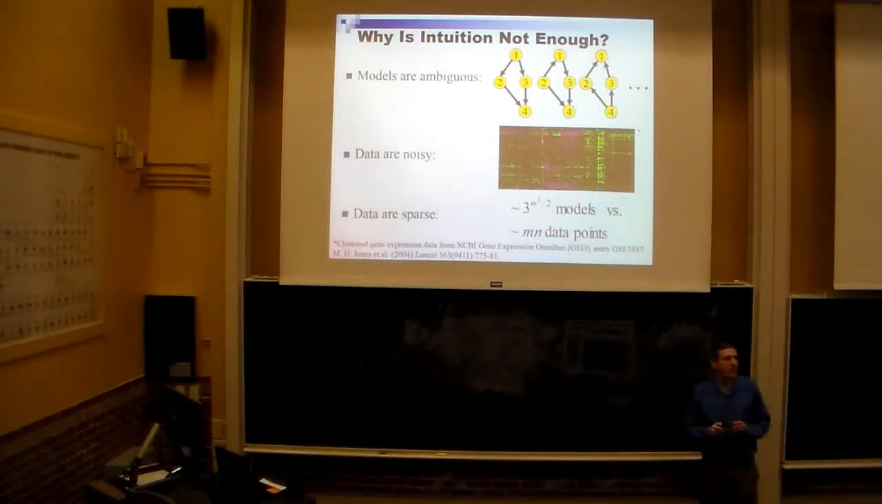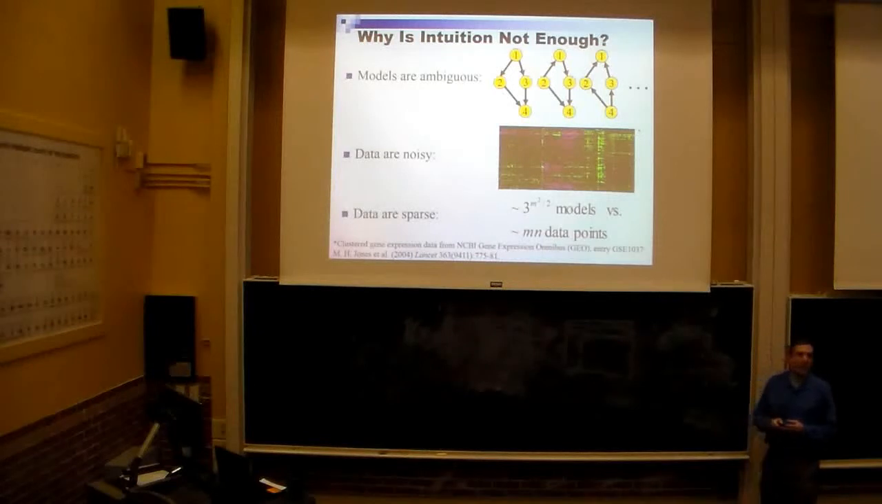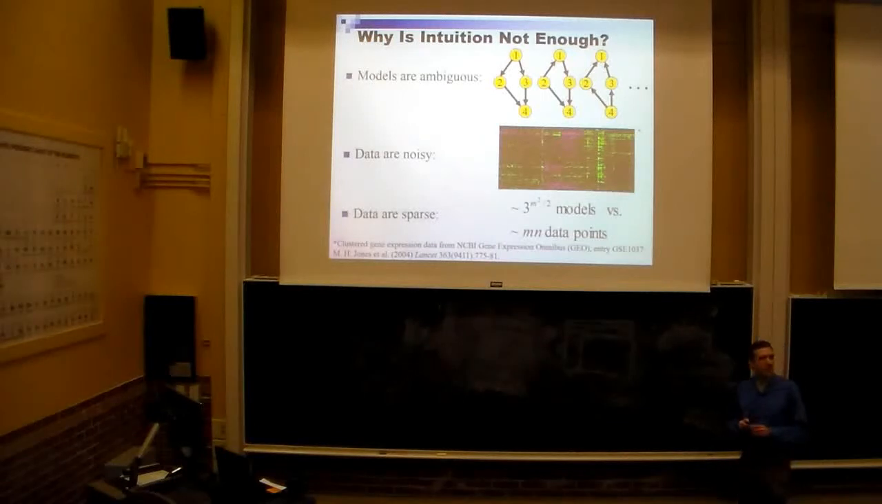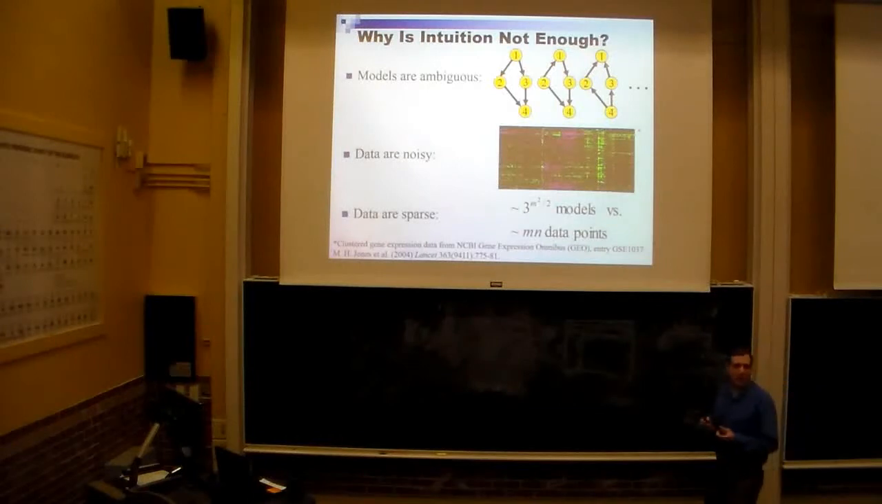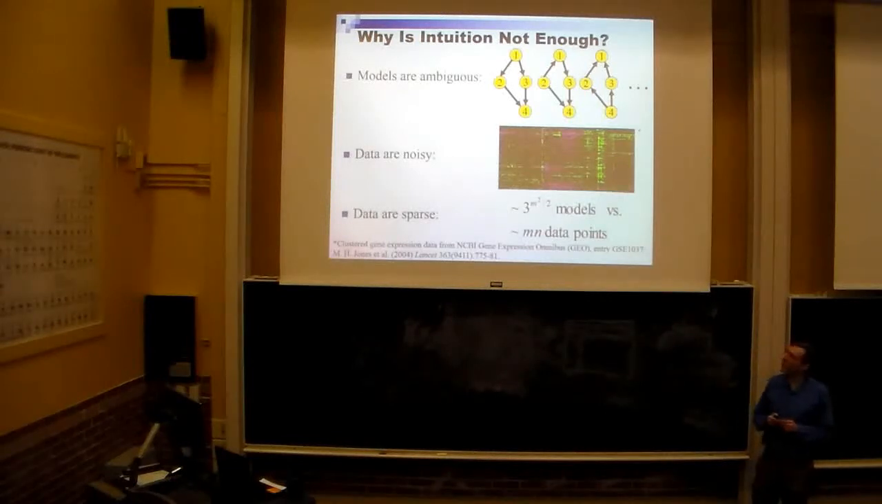To a first approximation, you can figure out if your data is sufficient to decide among possible models if it has a number of data points that's roughly on the order of the log of the number of models, or at least that high. So that's more or less how many pieces of information you need to decide between your models. Our number of data points would be our number of genes times our number of samples. The number of genes is something on the order of 20,000. The number of samples would probably be something on the order of 100.